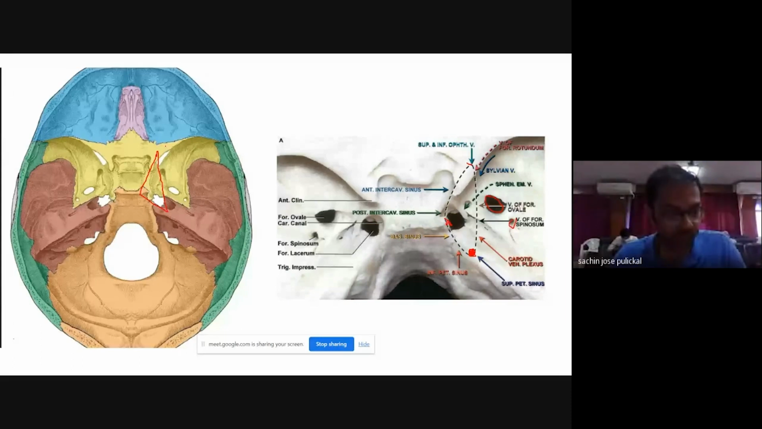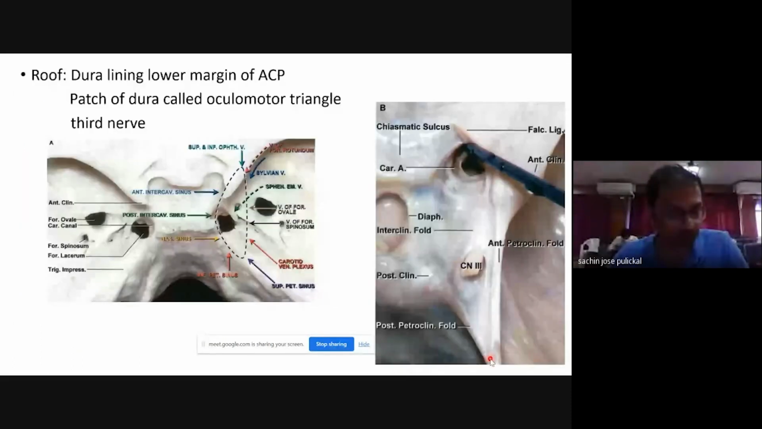You have the petrous here. It forms three lines. So you can see the petrous apex here. From the petrous apex, you draw a line to the anterior clinoid process. This line is called the anterior petroclinoid fold, which we usually call the tentorial edge.